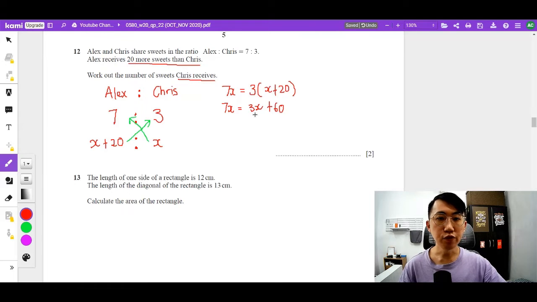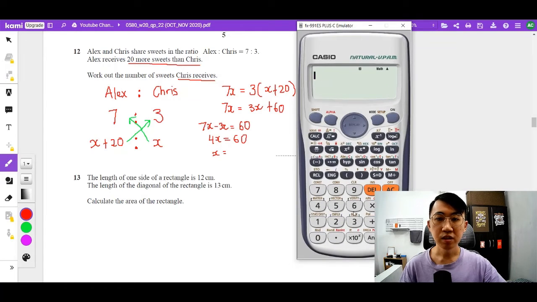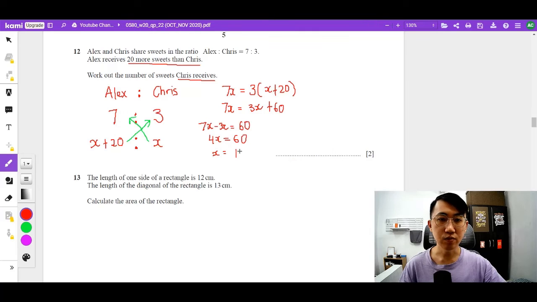Okay. Now move your 3x towards your left hand side. So you get 7x minus 3x is 60. Alright, 4x is 60. x is 60 divided by 4. Use your calculator. 60 divided by 4. That's how you get 15, okay? See that? x is 15. So we found out Chris representing 3 parts right here is x, and x is 15, so log in your final answer. Okay, so show your working and the final answer is going to get you the second mark.